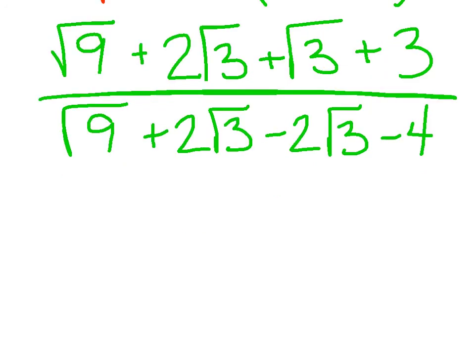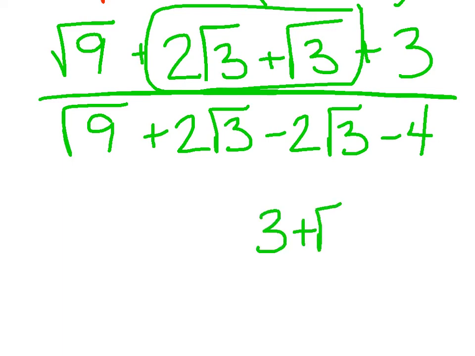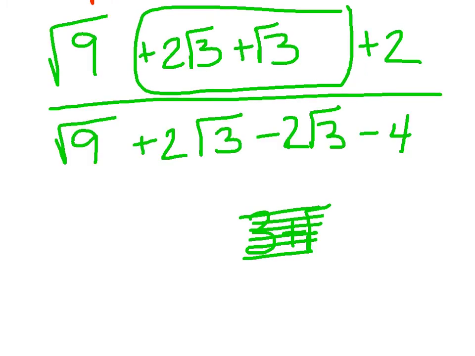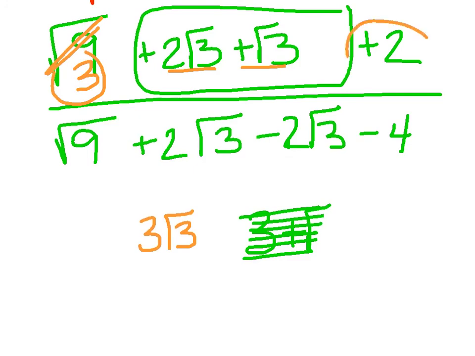Let's see, I do have like terms. These 2 radicals, 2 radical 3 plus 1 radical 3 should get me 3 radical 3. Oopsie. Okay, I'm back, haven't quite figured that out. 2 radical 3 plus radical 3 should get me 3 radical 3. Radical 9, of course, is the number 3, and 3 plus 2 should be 5. So on top, I would say I have 5 plus 3 radical 3.